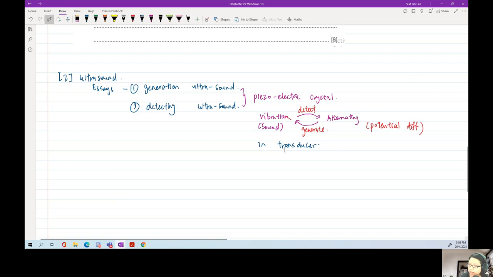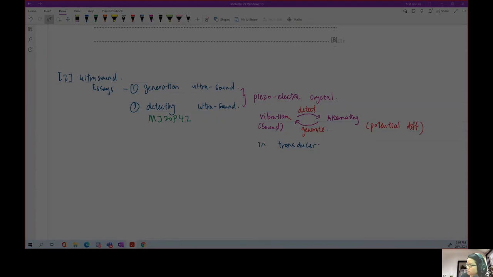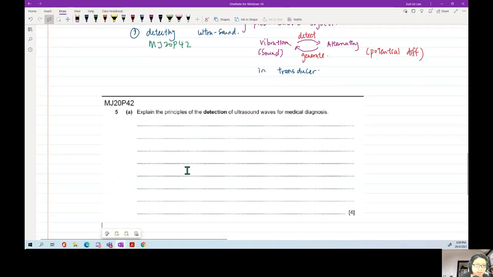So when was the last time they asked questions regarding this? Let me think. I think fairly recent. The last time detection came out was May/June 2020, paper 4-2. I'm just going to zoom in and crop the question. So, explain the detection.